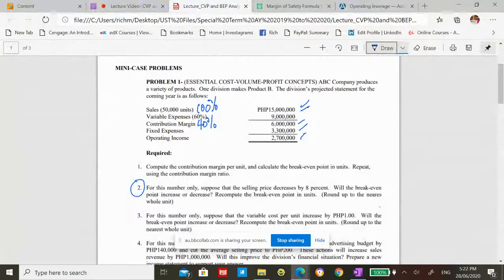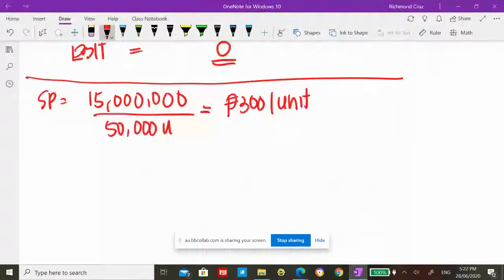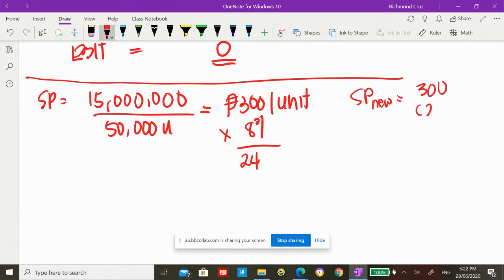So according to the problem, yung selling price daw natin will decrease by 8%. So pag minultiply ko to ng 8%, so that will give me how much? So 300 times 0.08 or 8%, that's 24. So itong 24, this will be the decrease in the selling price. So yung new selling price, so this is new. So this will be 300 minus 24. So ito yung bagong selling price natin.